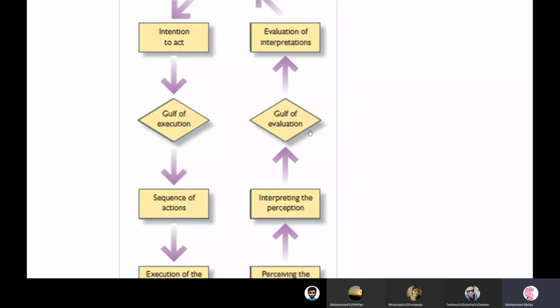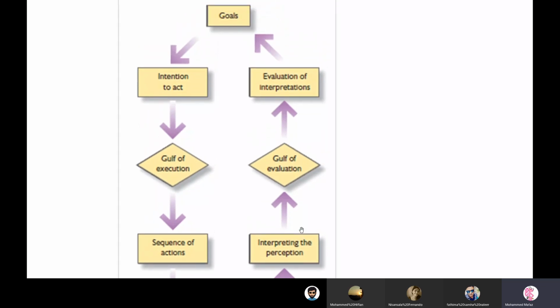Gulf of evaluation means what the system presents to the user in terms of what the user can understand. The system can present some information, but the user needs to achieve his or her goal. So the difference between how they understand and interpret it and what the system presents to the user, that is called gulf of evaluation. We'll be discussing this in detail with a proper description.